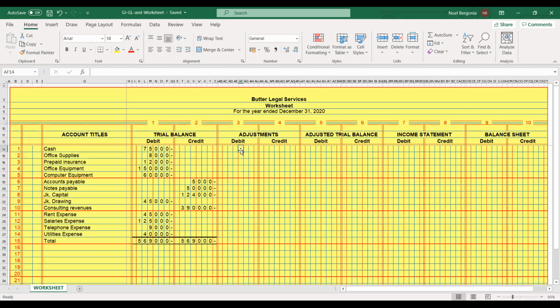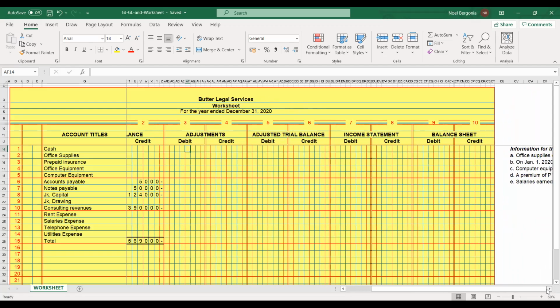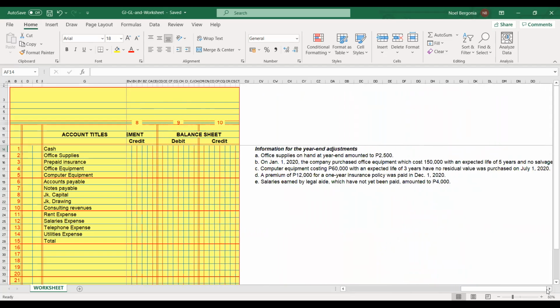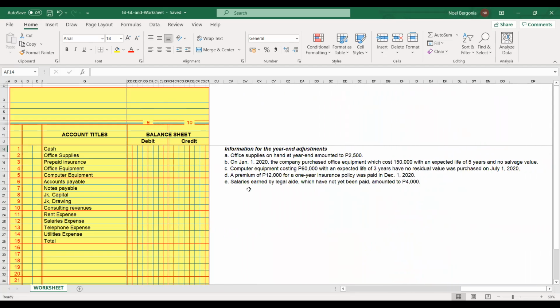For this particular example, you can take a screenshot of it, class, para mamaya pwede nyong balik-balikan. Ito po yung ating data for adjustments. We have 5 data for adjustments so that we can complete our worksheet for Butter Legal Services. So paano yung gagawin natin? Basahin po natin. We have actually 5, so we will be expecting 5 sets of data for adjustments na ilalagay doon sa adjustments column.